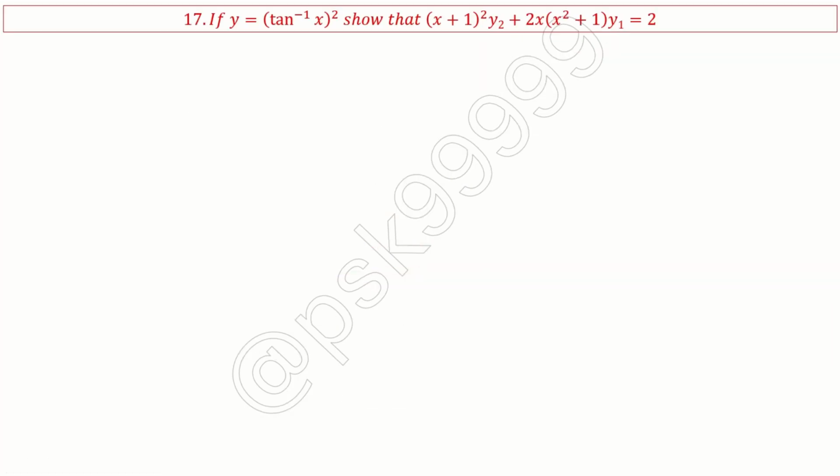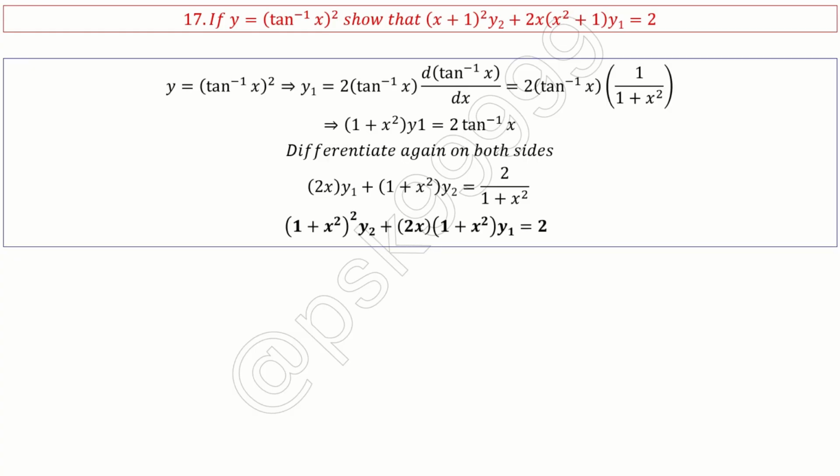Next. Y equal to (tan inverse of x) whole square. Show that (x square plus 1) whole square y2 plus 2x times (x square plus 1) into y1 equal to 2. Okay, so first thing is, yeah, you need y1 and y2, right? Y dash and y double dash. So y dash, that is y1, is nothing but 2 times tan inverse of x and differentiation of tan inverse of x, which is nothing but 1 by (1 plus x square). So this is my y dash. Okay, if I take 1 plus x square to the other side, it will become (1 plus x square) into y1 equal to 2 tan inverse of x.